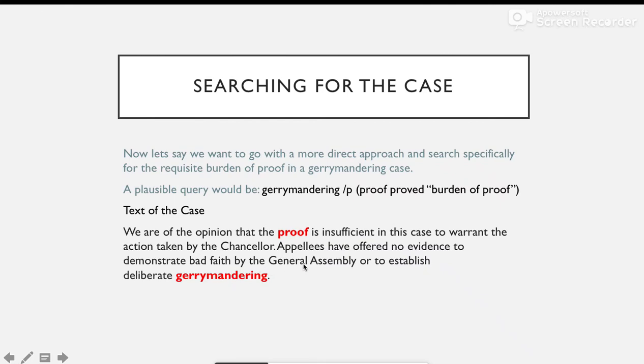So overall successful. Both of these queries would have brought our case up to the top of the list. It would have been the first case on the list. So they got us exactly what we wanted.